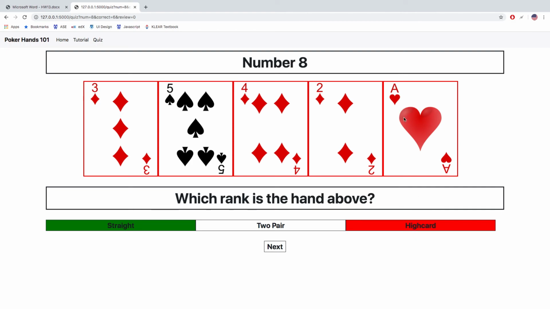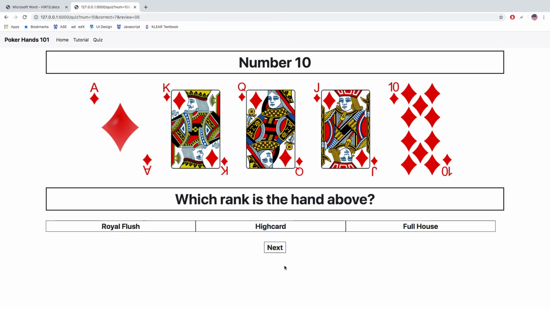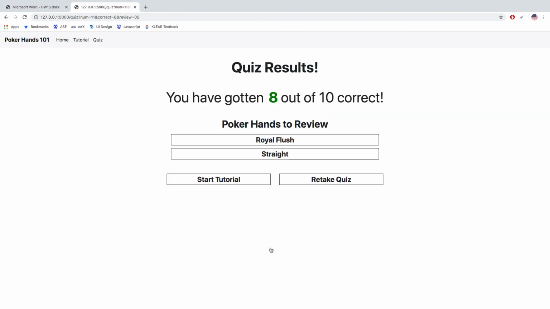Oh, ace can also count as the lowest card. So it's 1, 2, 3, 4, 5. Okay. And this is also a straight. 7, 6, 7, 8, 9, 10. Okay, and this is a royal flush.